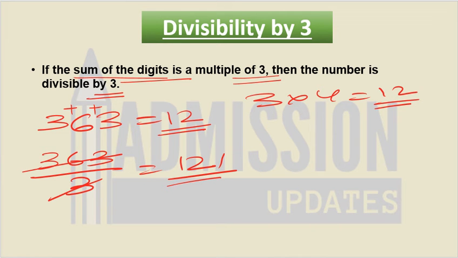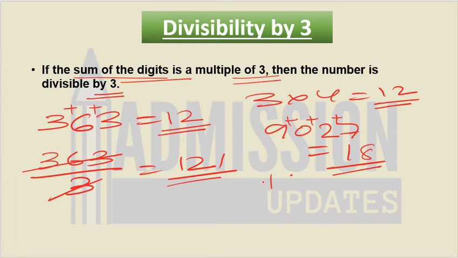Now let us take another example, some larger number. Let us take a big number, 99027. Now let us add these numbers. What is the sum? 9 plus 0, 9, 9 to 11, 1, 7, 18. So is 18 a multiple of 3? So yes, 18 is a multiple of 3. We know that 3 6s are 18.